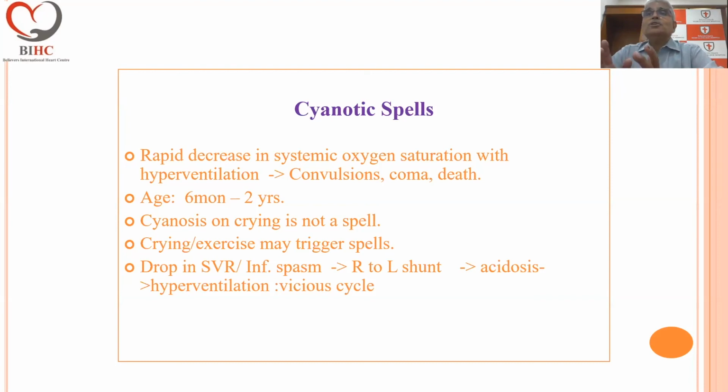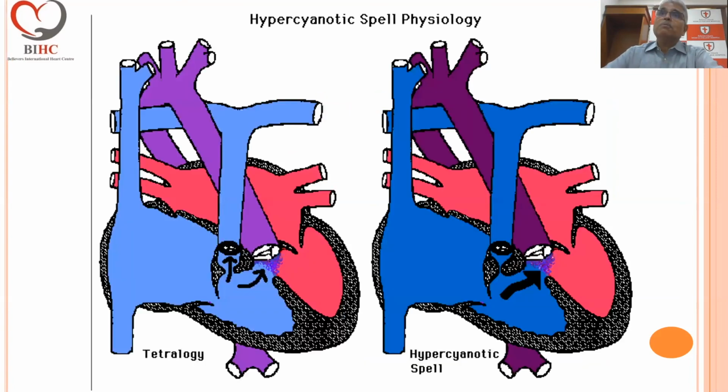What would happen in a tetralogy when a spell occurs is that there is a drop in systemic vascular resistance or infundibular spasm triggered by activity or crying, which causes a worsening right to left shunt, acidosis, stimulation of the respiratory center, hyperventilation, and inability of the chest wall muscles to contribute. The chest wall muscles are active, but the lungs are unable to increase the blood flow to it. So there is a vicious cycle. And this is the reason why cyanotic spell becomes a very grave problem.